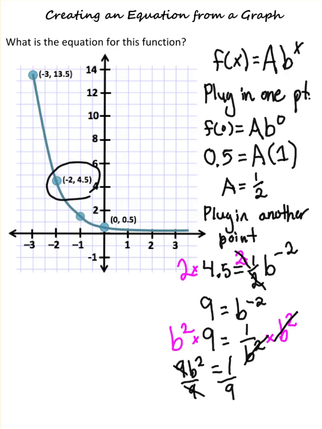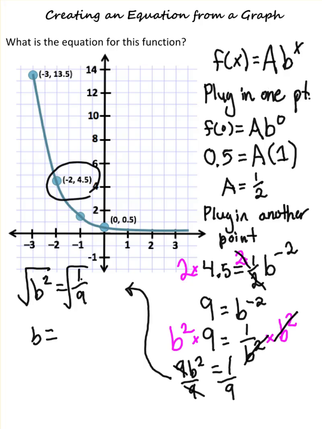We're one step away from the end, but I'm running out of page space here, so I'll just go over here. So I have b squared equals 1/9. I can just square root both sides. The square root of b squared is b. That's one of the things I'm looking for here. The square root of 1/9 is the square root of 1 divided by the square root of 9, which is going to be 1/3. So b must be equal to 1/3.